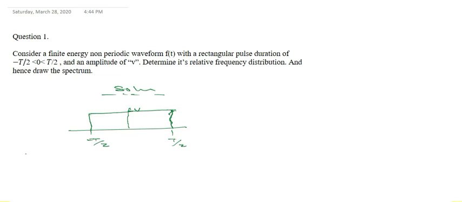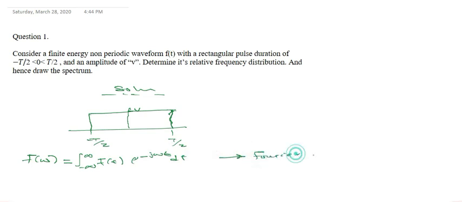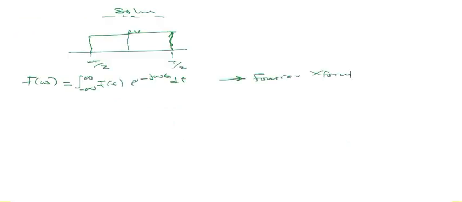Now we know that from our previous class we derived a formula. We said F of omega is equal to the integral from minus infinity to infinity of f of t exponential minus j omega t dt. This is called the Fourier transform, right? From our previous class, this is our Fourier transform formula. This is what we are going to use to find the frequency distribution.